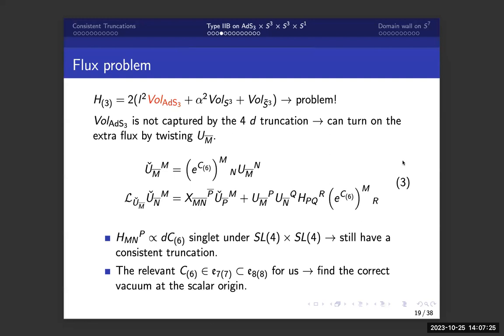Remember that the original frames were elements of the group SL4 squared. And so indeed, this amounts to requiring that the C6 that we turned on, which is an element of the algebra, is a singlet under the group SL4 times SL4. This turns out to be the case, and in fact it works. And then we can check that at the origin, so at this point where the spheres are round, we recover the correct vacuum. So this tells you that you're in the right 3D theory.